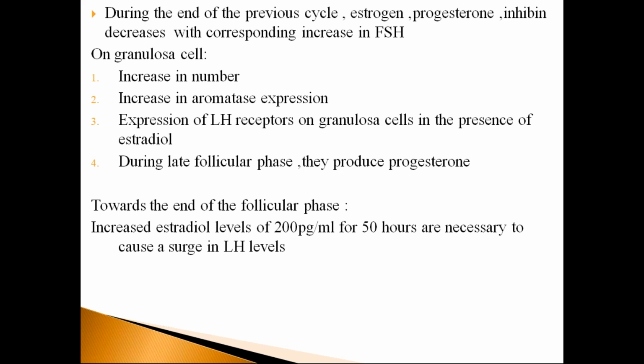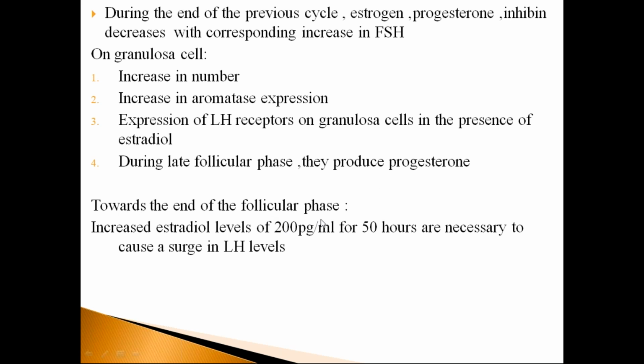During the end of the previous cycle, estrogen, progesterone and inhibin are all decreased, with a corresponding increase in FSH. Inhibin and estrogen at low levels have less inhibitory action on FSH, so there is a corresponding increase in FSH. This FSH stimulates the granulosa cells, and granulosa cell number and aromatase expression increase. It also increases the LH receptors on granulosa cells, and during the late follicular phase they produce progesterone.